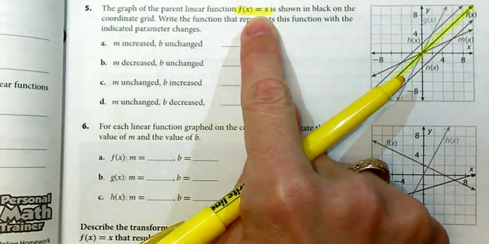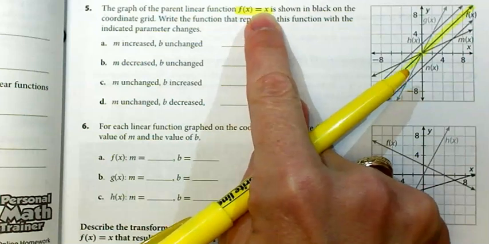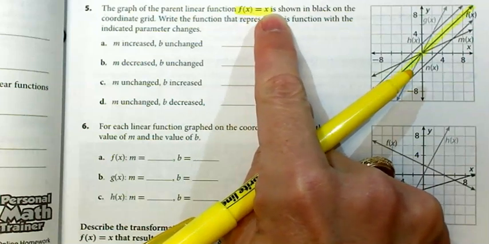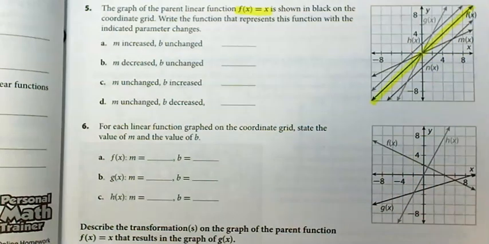This is your no-frills parent function, your simplest linear function. Slope is 1, y-intercept is 0. So it goes through the origin and has a slope of 1. It's right there. Write the function that represents this function with the indicated parameter changes.